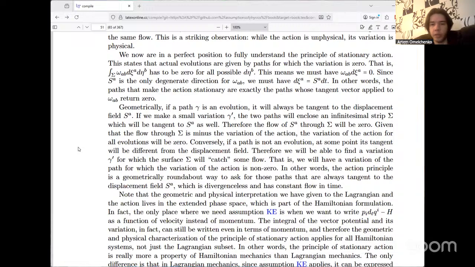Conversely, if a path is not an evolution, at some point its tangent will be different from the displacement field. Therefore, we will be able to find a variation gamma prime for which the surface sigma will catch some flow. That is, we will have a variation of the path for which the variation of the action is non-zero. In other words, the action principle is a geometrically roundabout way to ask for those paths that are always tangent to the displacement field Si, which is divergenceless and has constant flow in time.